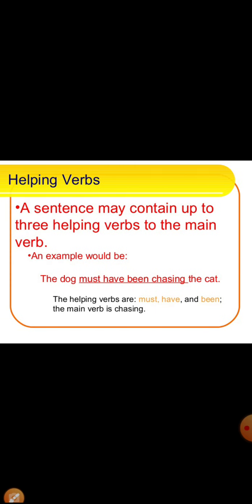A sentence may contain up to 3 helping verbs with the main verb. See the example: the dog must have been chasing the cat. Now the helping verbs are must, have, and been. So a sentence can contain 3 helping verbs along with the main verb. Chasing is the main verb.